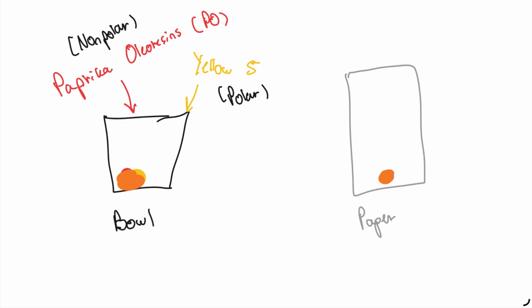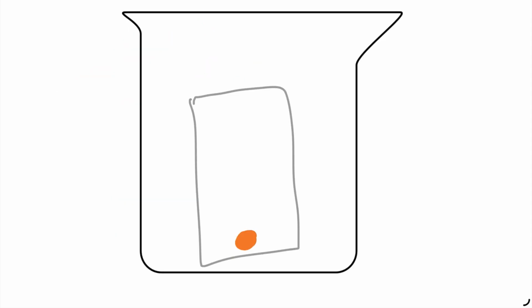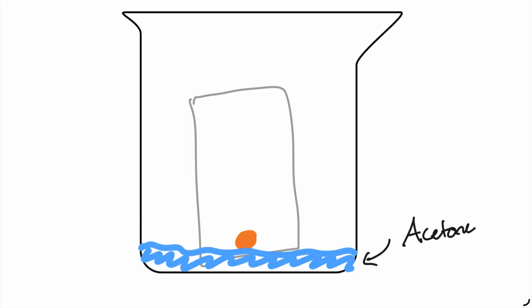How could I turn my orange coloring back into red and yellow? I obviously can't distill it. I obviously can't run it through filter paper. So to do this, we're going to use paper chromatography, which again separates solutions based on polarity. I'm going to take my paper and put it in an empty beaker. I'm then going to fill the bottom of my beaker with acetone. You know acetone as the active ingredient in nail polish remover. It has that really toxic smell.